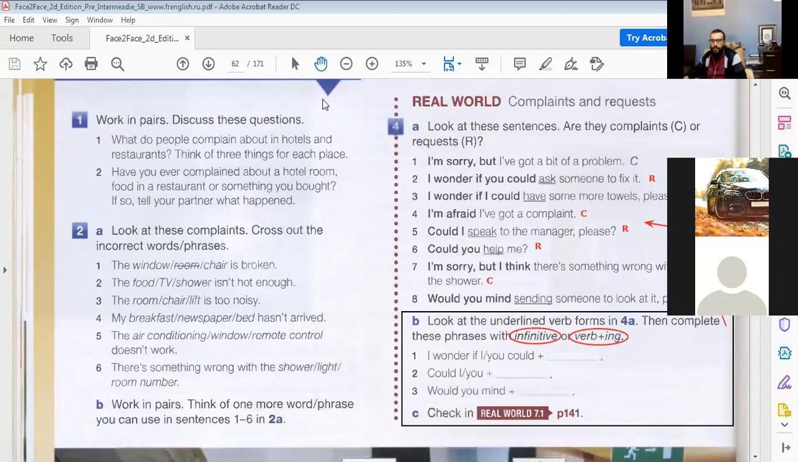Infinitive, right? Because take a look at this example. I wonder if I could have. And I wonder if you could ask. So this means we need to use infinitive. Infinitive is correct. All right, what about the second one? Could I, could you? What do we use after could I, could you? Infinitive. Same thing, right? Also infinitive, because if you look at the examples, could I speak to the manager? Could you help me? So we also need an infinitive.